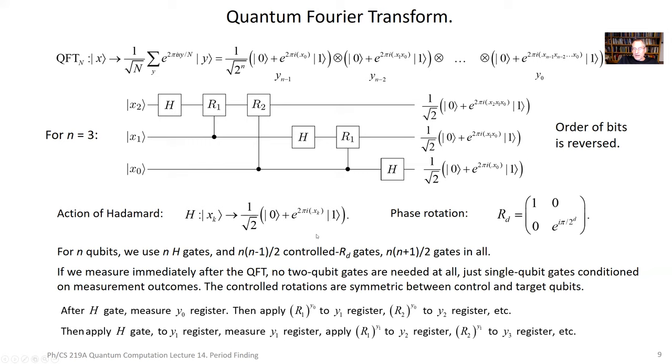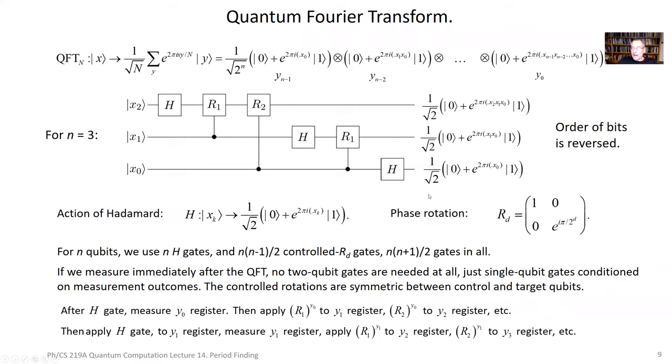Now, in this circuit, you see I also have conditional rotations. These are rotations about the z-axis. Just to remind you of the notation, what does this mean where I have the dot and the R1? Well, that means I apply R1 conditioned on the value of x1. If x1 is equal to 1, I apply R1 to this x2 register. And if x1 is equal to 0, I don't do anything. And same thing here, conditional R2, when the x0 register reads 1, I apply R2 to the x2 register.